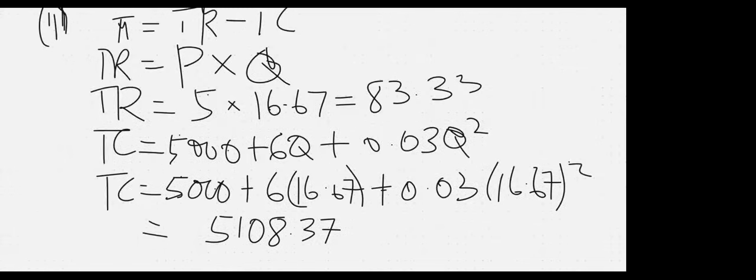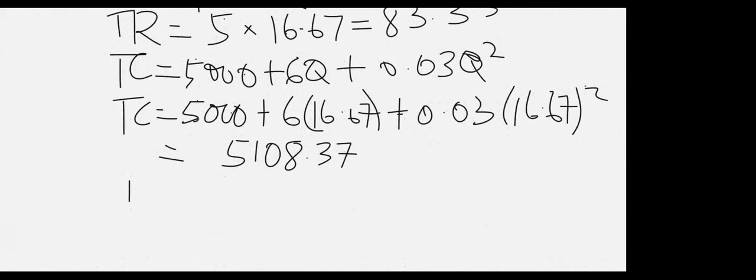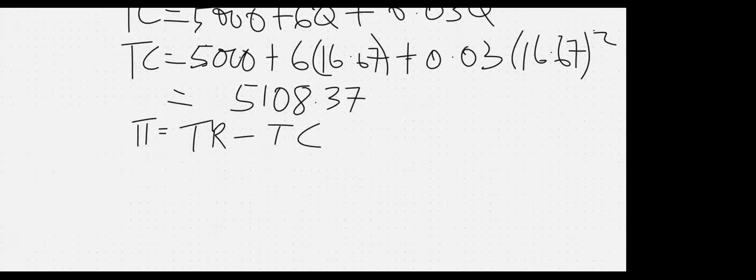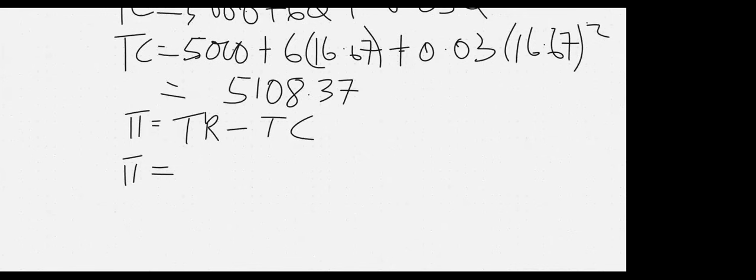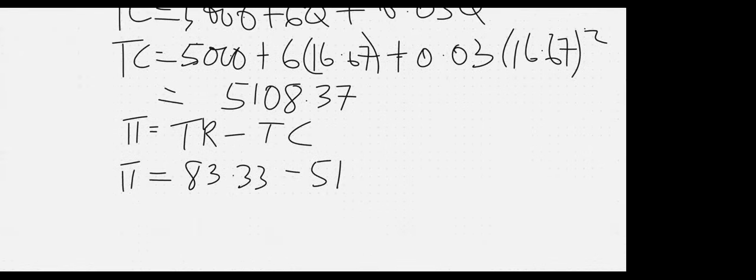So we say profit equals, it says profit should be equal to what? Total revenue minus total costs. What is the total revenue? Total revenue is 83.33. Then what's our total cost? 5,108.37. There's another method I can use. I'll get the same value, but let's stick to this. What's the final figure? Negative what?